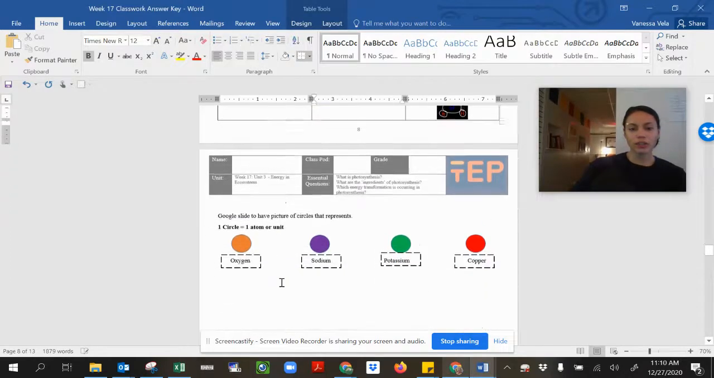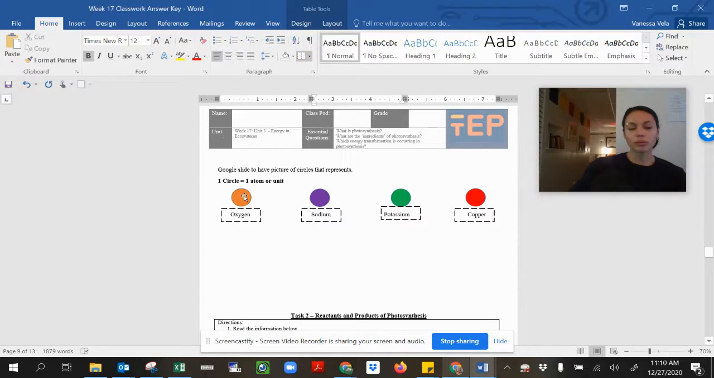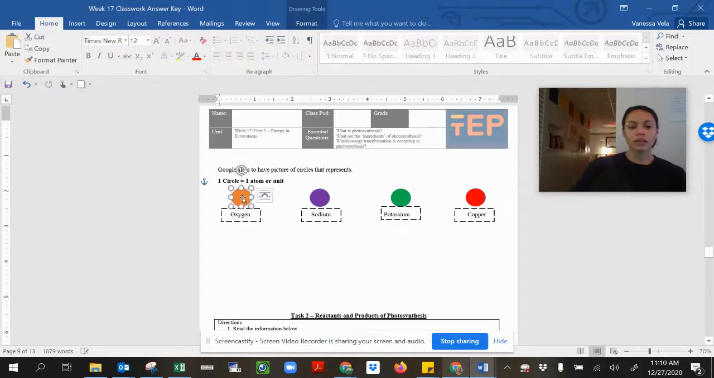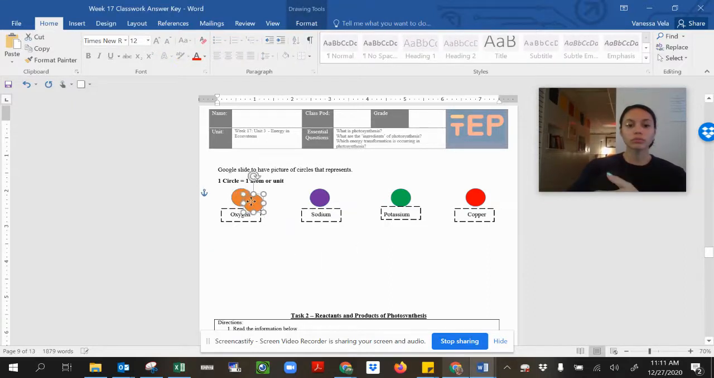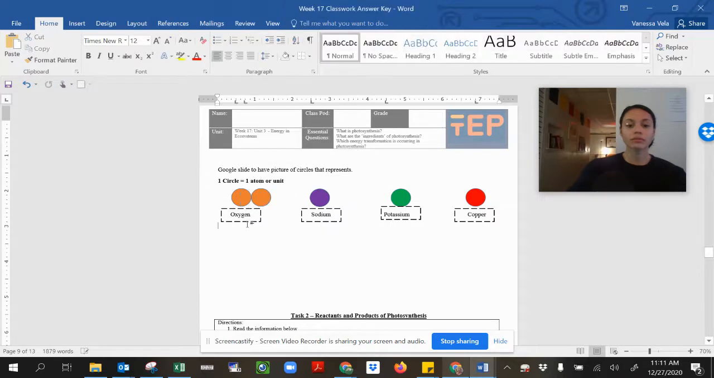So for example, if you wanted to do a molecule of oxygen, we need 1, 2. See? This is a molecule because it's two of the same. We're representing the atoms here as circles and their colors, so two of the same. If I only had 1, then that is an atom. If I have 2, that is a molecule.